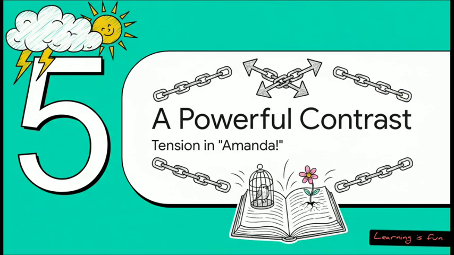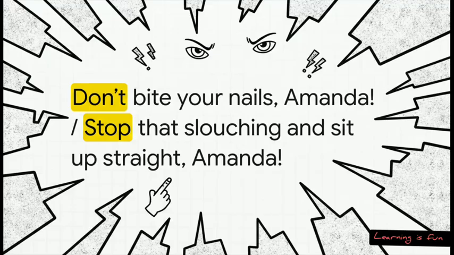This clash can create some incredible tension and tell us so much about the characters, like in the poem Amanda. First up, we hear the parent's voice, and the tone is just so critical, right? Don't bite your nails, stop that slouching. It immediately creates this oppressive mood of just constant nagging. It makes us feel trapped.